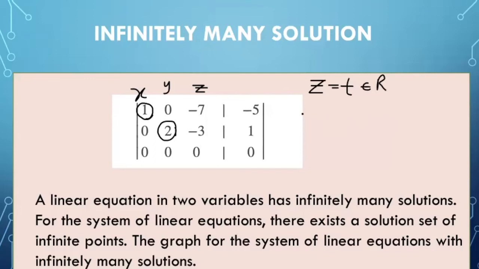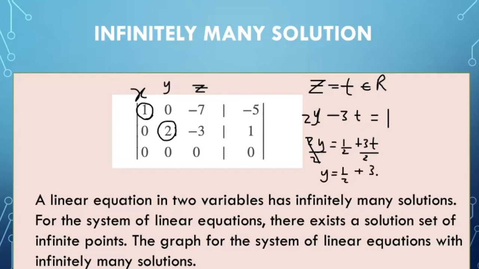Creating an equation for the second row, I will have 2y minus 3z, but z is t, equal 1. So therefore we have 2y equal 1 plus 3t, and dividing both sides by 2, we have y is equal to a half plus 3 over 2 t. Now, it's infinite solutions. As you can see, z is in terms of t, y is in terms of t, and that means x is also in terms of t.